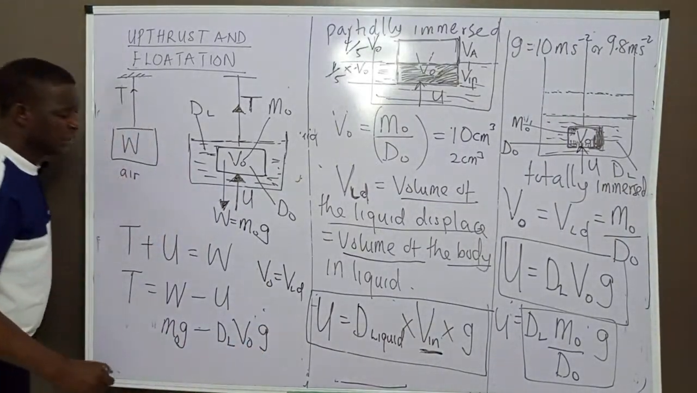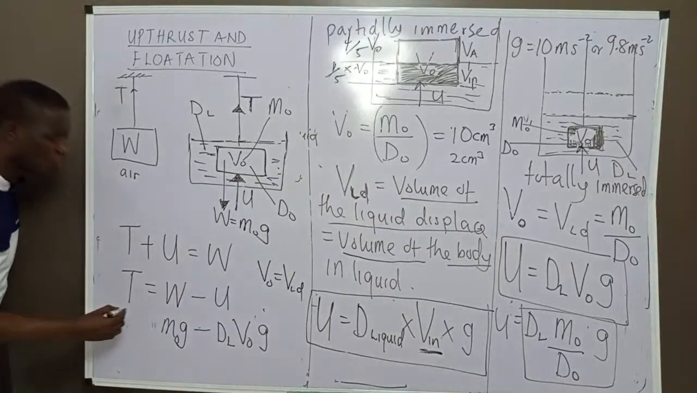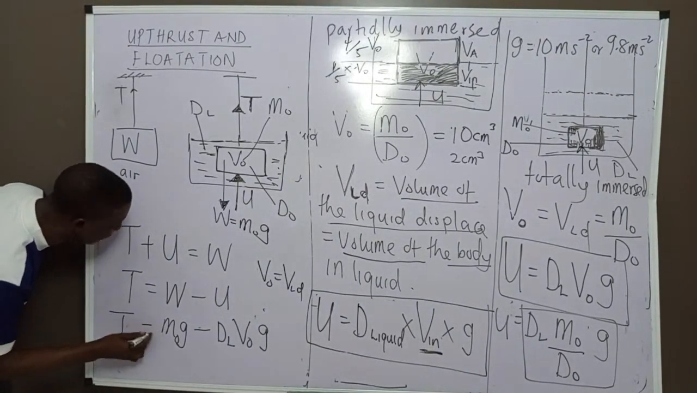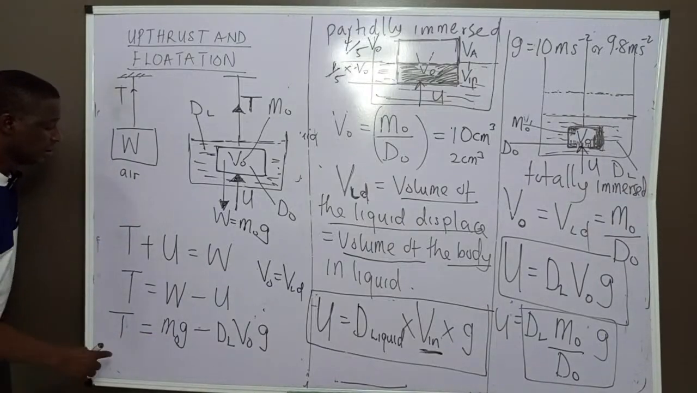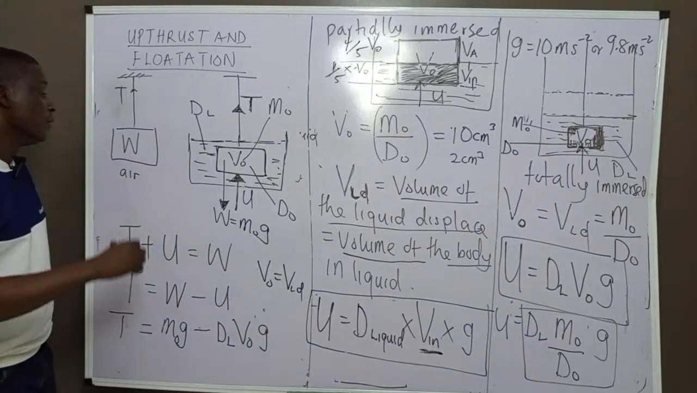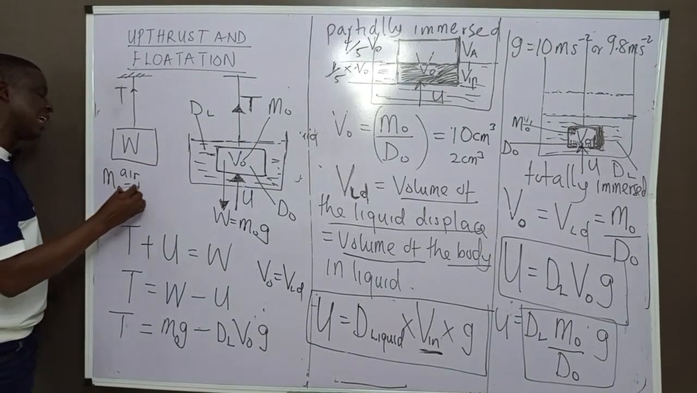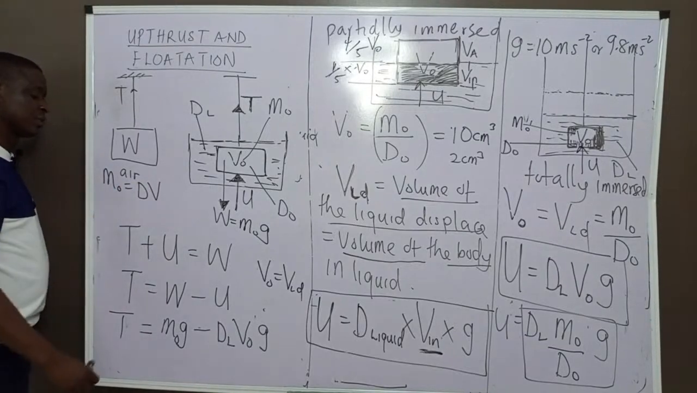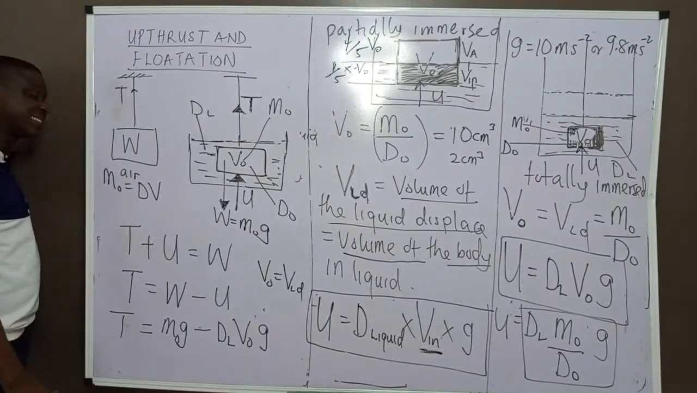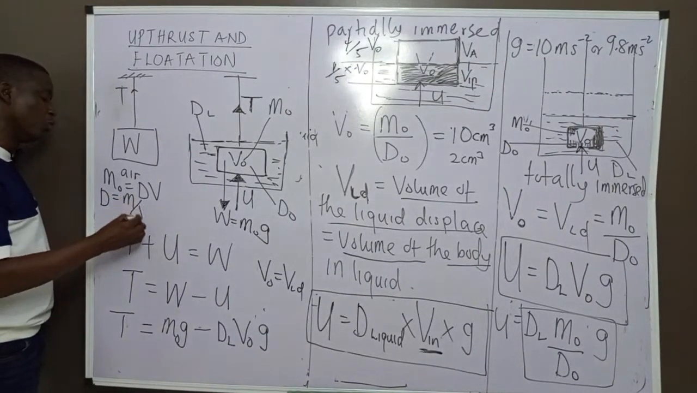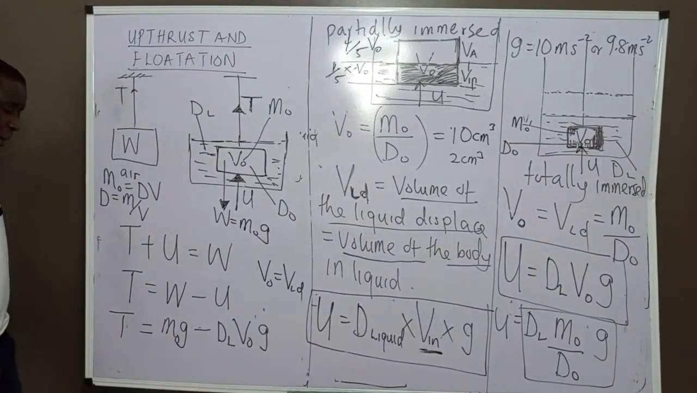Times g. Somebody can make the question so difficult, these people can be so wicked, that they do not give you the mass of the object. They now give you the density of the liquid and the volume of the liquid. Don't forget, mass is equal to density times volume, knowing fully well that density is equal to mass over volume. I said it before from the beginning of the course, part 1.